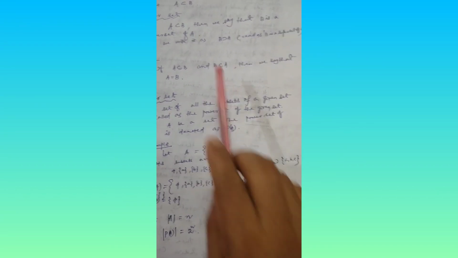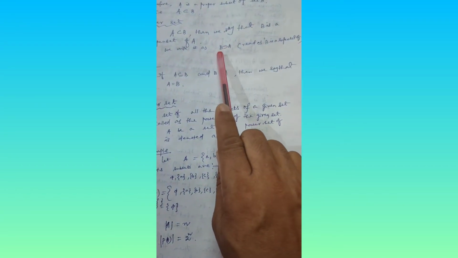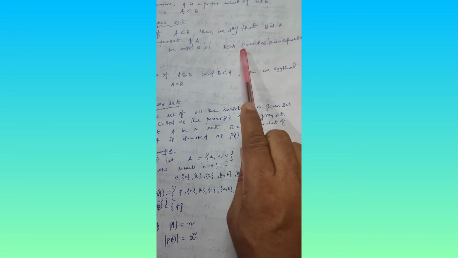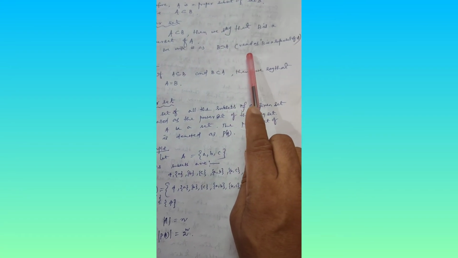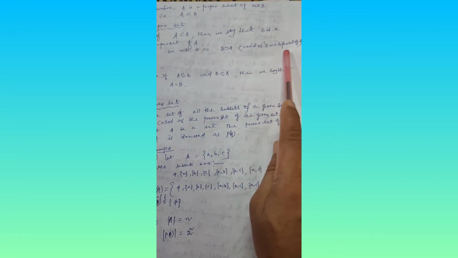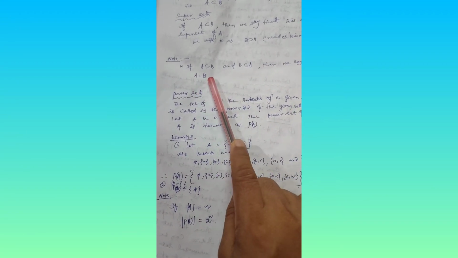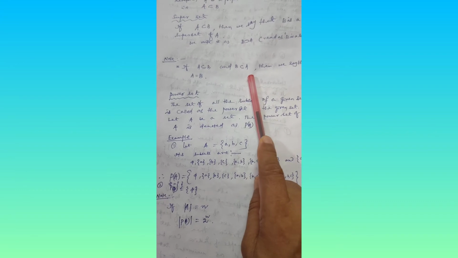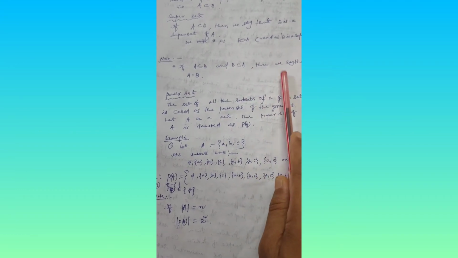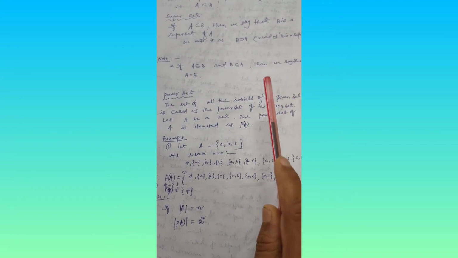Superset. If A is a subset of B, then B is said to be a superset of A, and we write it as B, superset symbol, A. Read it as B is a superset of A. It is to be noted that if A is a subset of B and B is a subset of A, then we say that A and B are equal sets and write it as A equal to B.